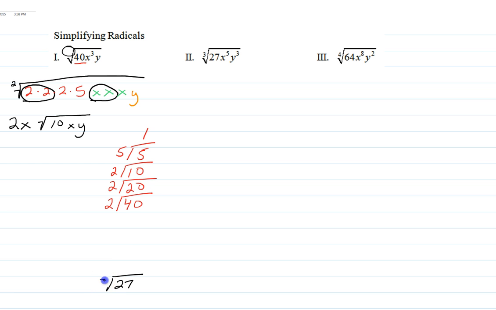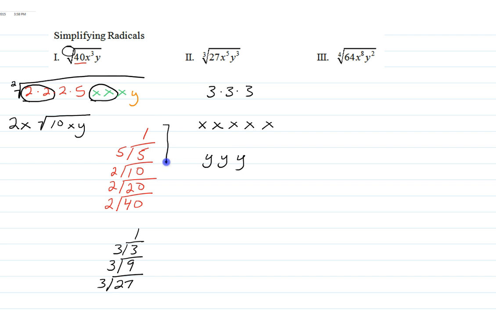2 can't go into it, so let's do 3. 3 goes in 9 times. 3 goes into 9 3 times. 3 goes into itself once. And so that means underneath here we're going to write 3 3s. And because I don't have a lot of room, I'm going to take the x to the 5th and write it underneath 5 times. And then the y, I'll write underneath.